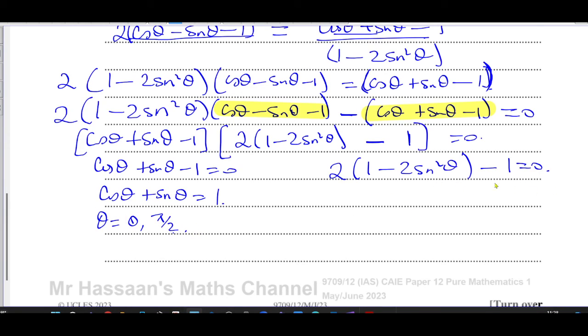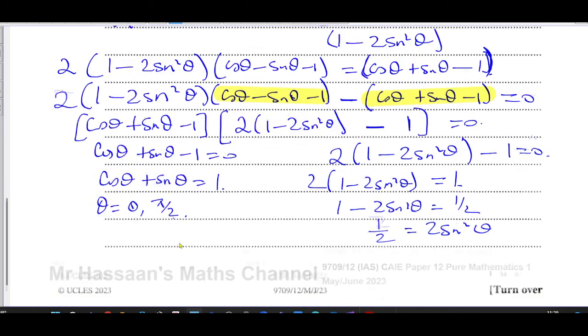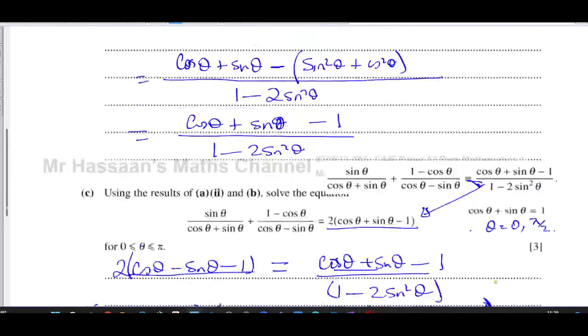And for this one, we can rearrange this. We can say 1 minus 2 sine squared theta times 2 equals 1. Divide both sides by 2. We have 1 minus 2 sine squared theta equals 1 over 2. We can subtract half from both sides and add 2 sine squared theta to both sides. We'll end up with 1 over 2 equals 2 sine squared theta. And now, I think I've run out of space. I'll just fit it over here.